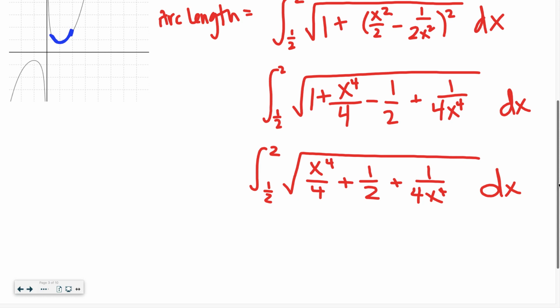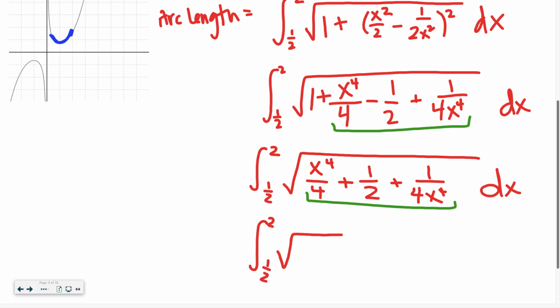Look at this right here, and look at this right here. The only difference is this subtraction sign, right? So we know without having to think too hard that this is going to factor to x squared over 2 plus 1 over 2x squared, the quantity squared.